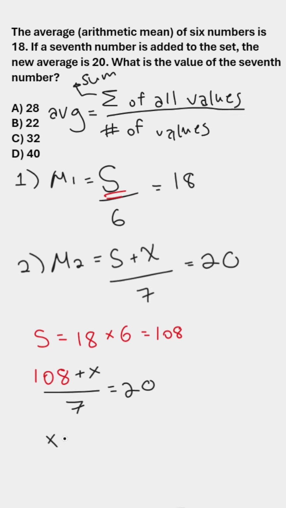So we'll say that X is equal to 20 times 7 minus 108. And we can see that X is equal to 32. Okay, so our final answer is C. X is equal to 32.